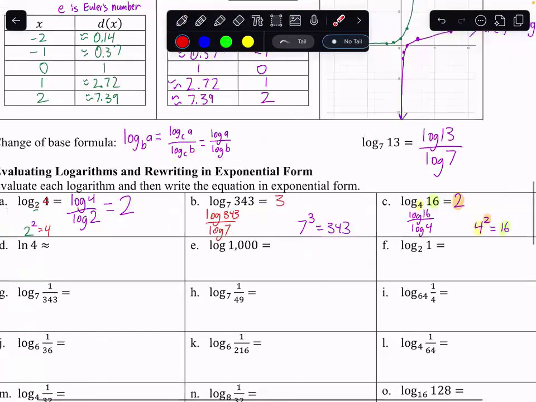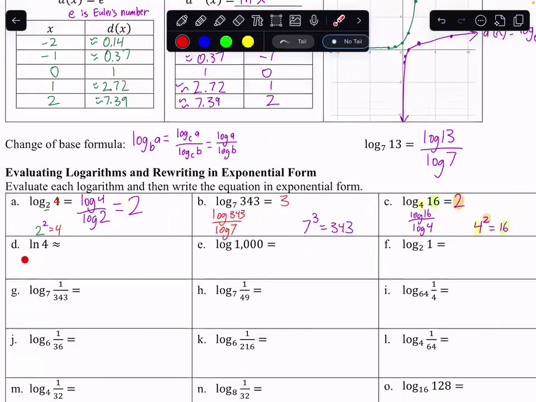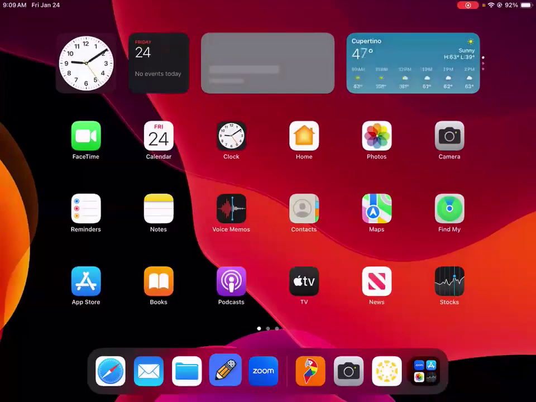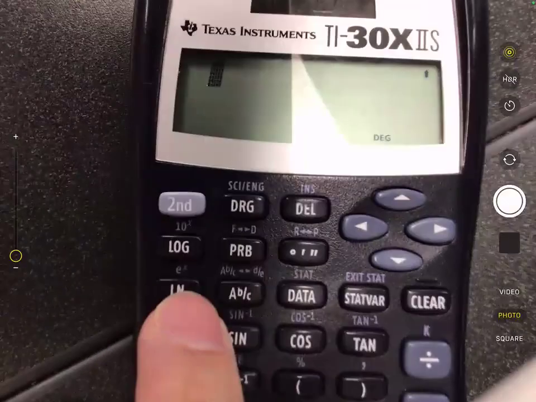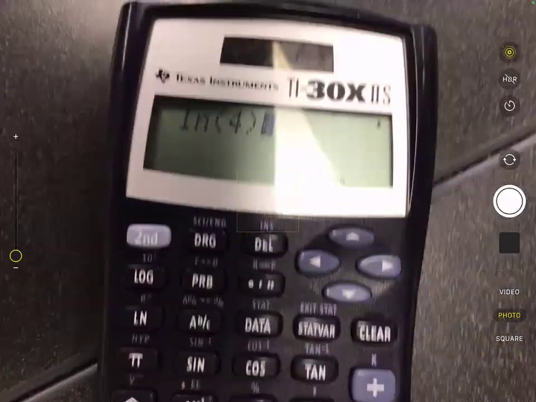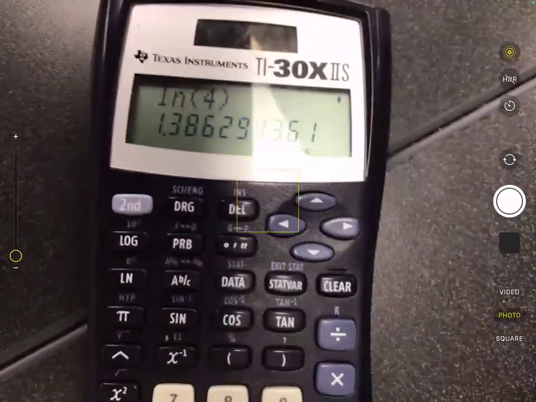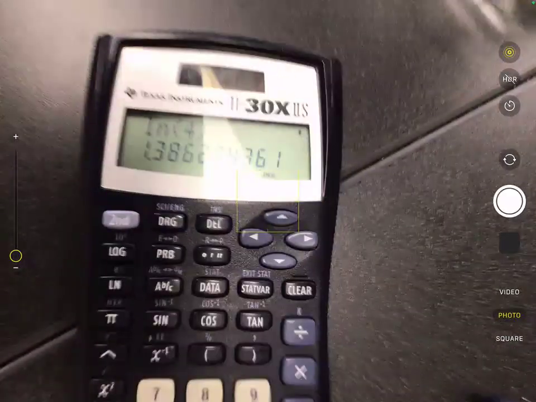Okay, so this next one was a little tricky, natural log of 4. So this one, you don't have to use the change of base formula because you have an ln button, right? Natural log right here. So natural log of 4, that one's approximately 1.39.